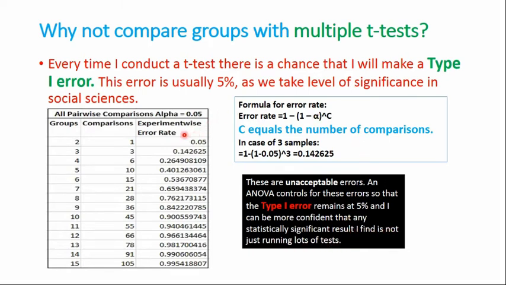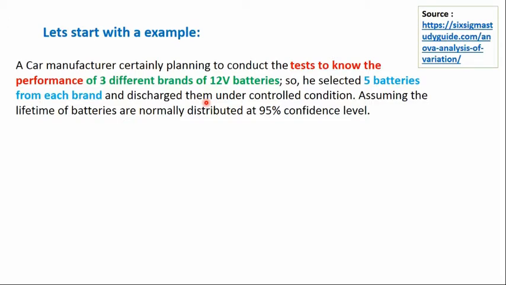Friends, now you can understand what is the problem with running multiple t-tests. In this way, our error rate will increase. So, we will use the ANOVA test here. ANOVA tries to maintain the type 1 error rate at 5%. Let's start with an example.